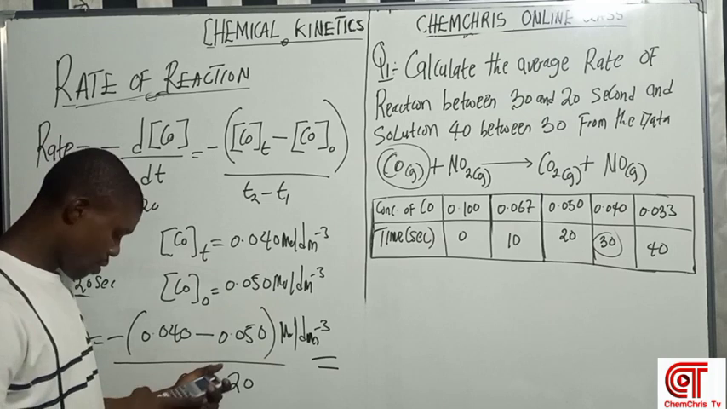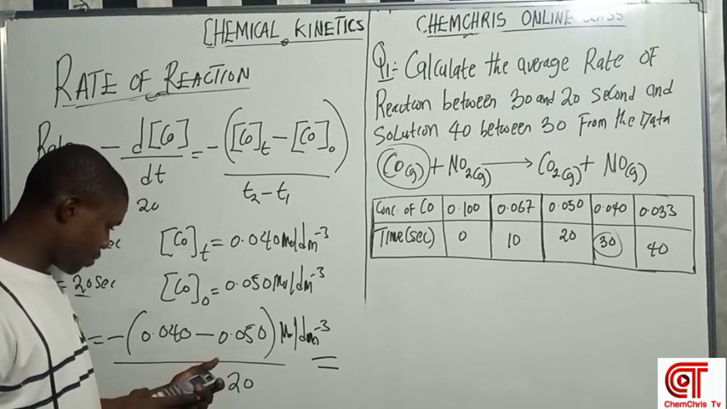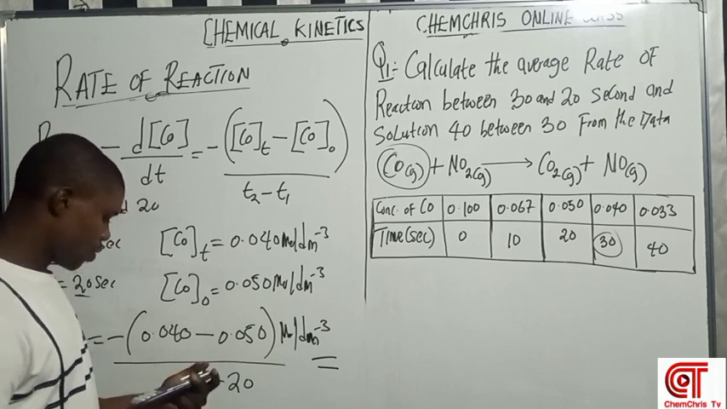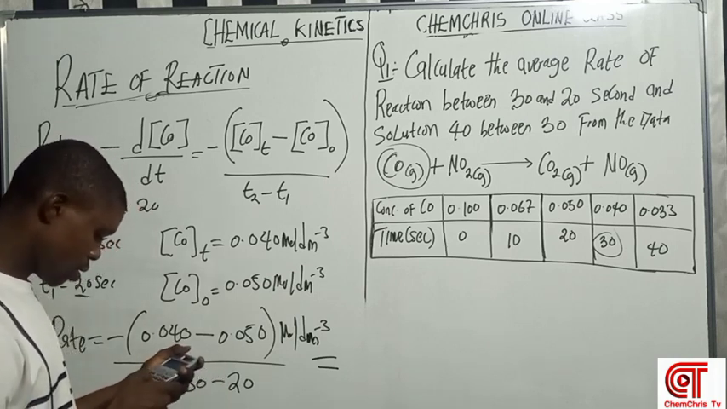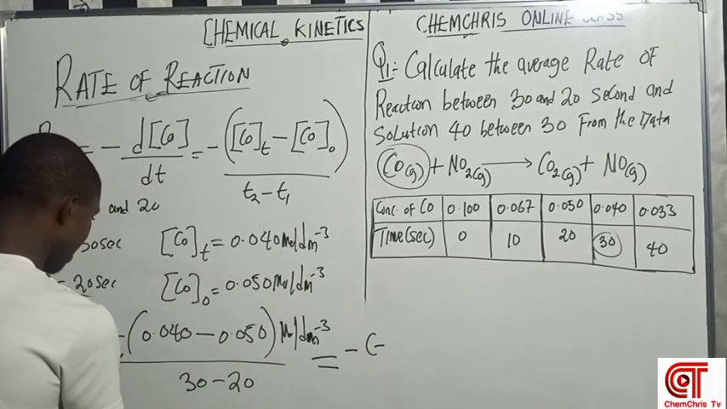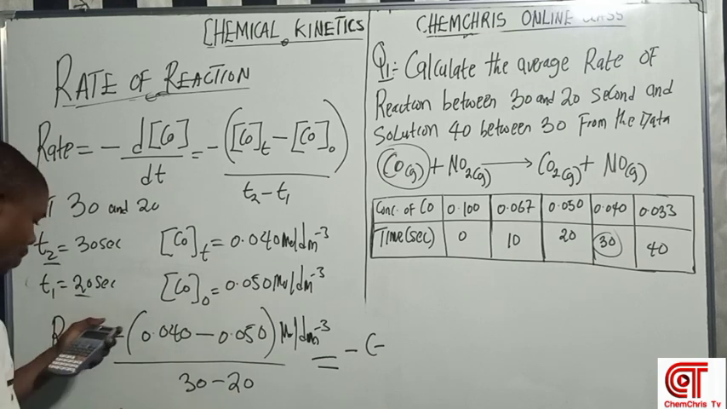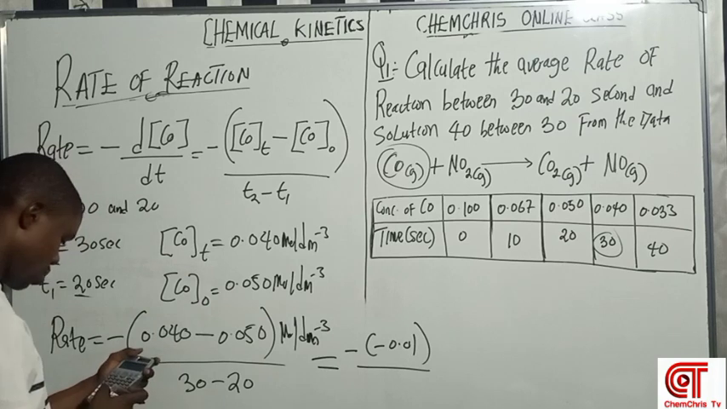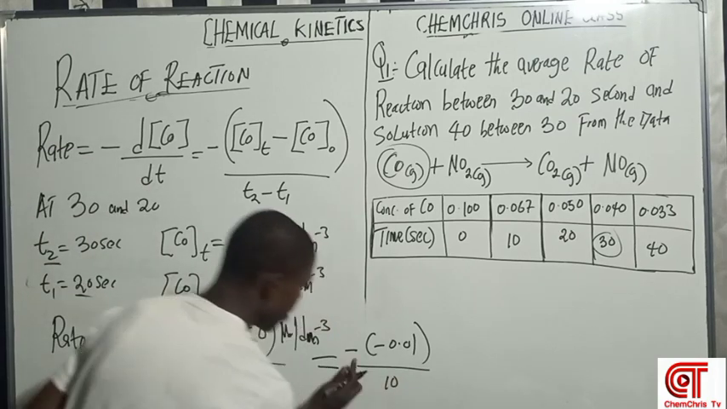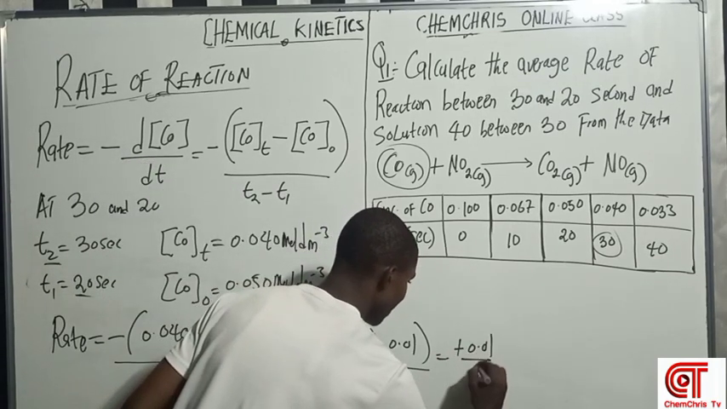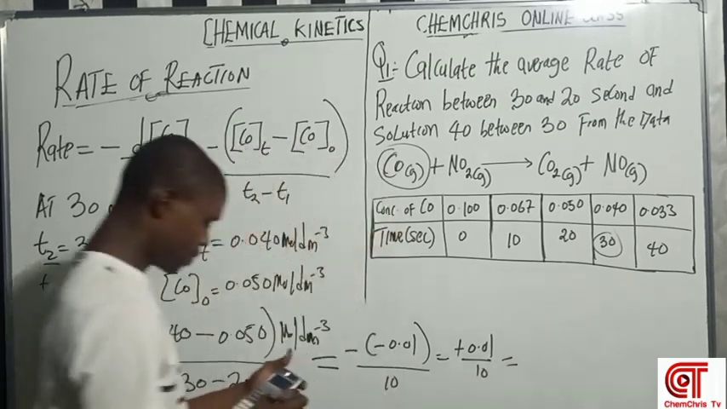So what is the answer here? So you have 0.040 minus 0.050, right? Which is going to give me minus. Remember, there's minus here, right? This minus is going to give me minus 0.01, over 30 minus 20, here we have 10. Minus times minus is plus, right? So it's going to be plus 0.01 divided by 10. So what is the answer here?